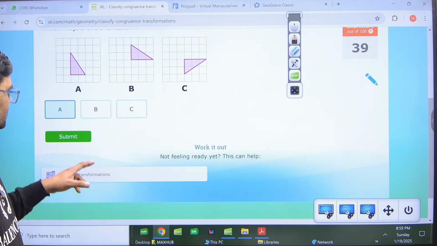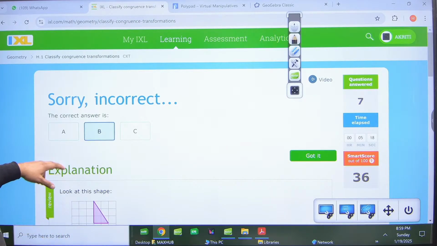We can see what is being done. So the answer is, it's B actually. B.